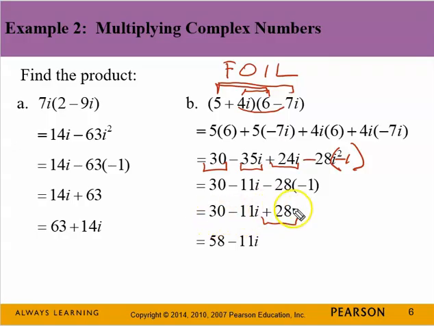So 30 and 28 are like terms. Add them together, get 58, and a negative 11i. This is in standard form, a plus bi, of the complex number.